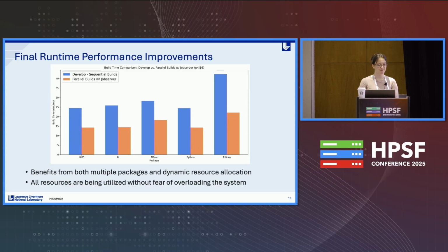So here are some final runtime performance improvements. In the blue, we have the develop section with the sequential builds that I showed you at the beginning, and the orange is our parallel builds with the job server. So we're seeing benefits from both multiple packages that has that beginning work done, and also dynamic resource allocation. So it's the hypothetically most optimal way for us to be dedicating these processes to multiple packages building at a time. And all resources are being utilized without our previous fear of overloading the system. So I'm very excited about that.